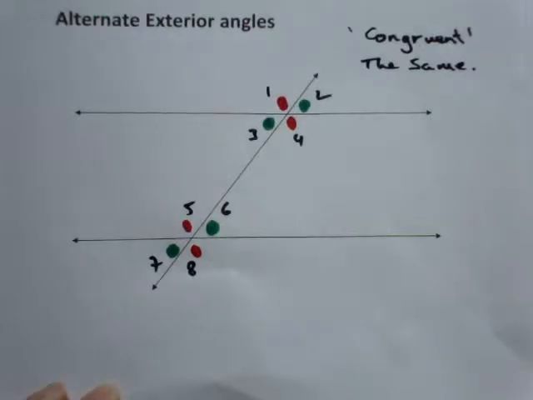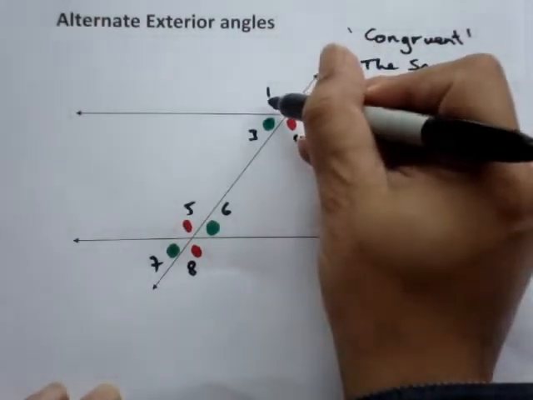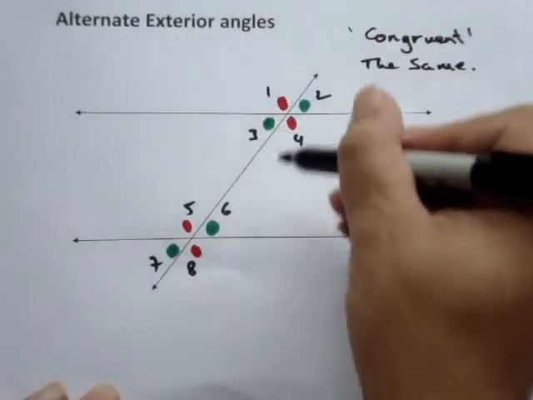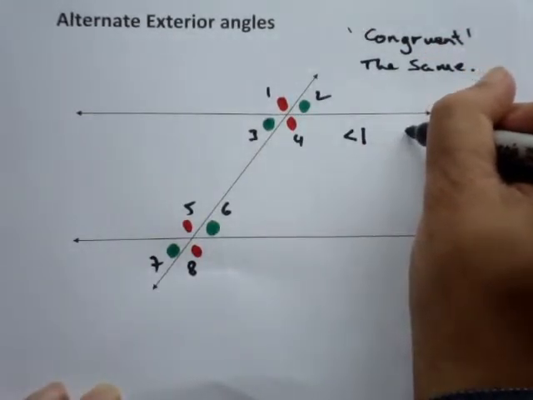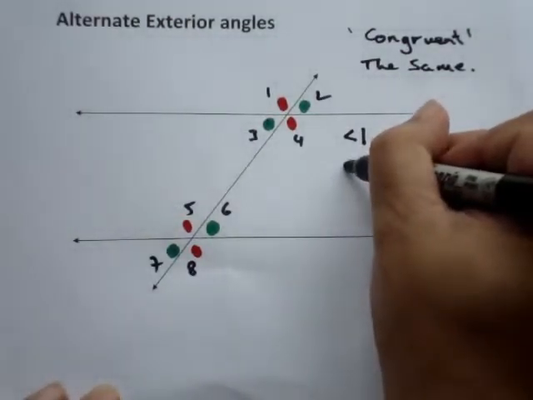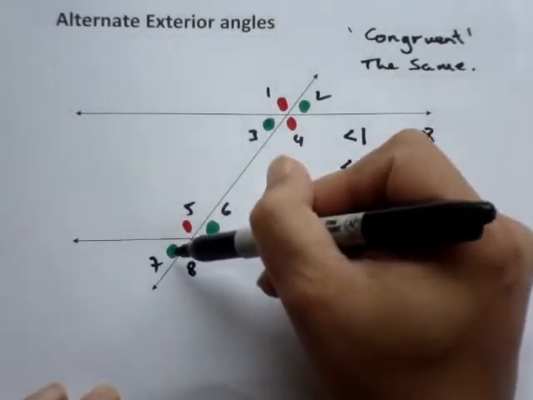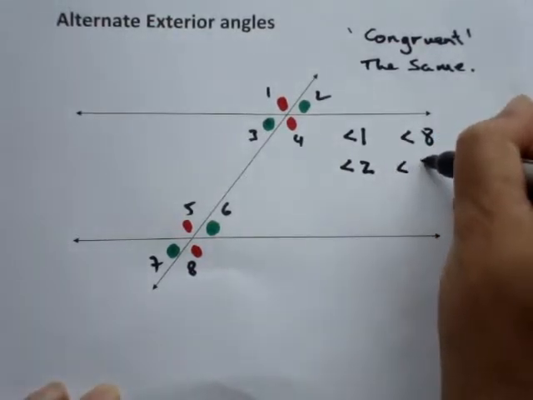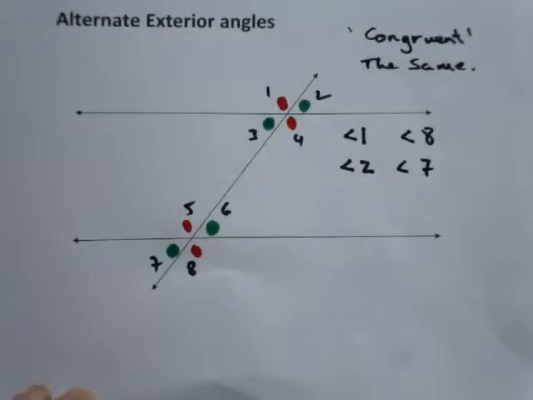So let's have a look at a couple of examples. So we have angle 1, which is in the exterior, and we want an alternate one, which is angle 8. So angle 1 and angle 8 are alternate exterior angles and they are congruent. Let's have a look at another one, angle 2, and then we want the alternate exterior, which is angle 7. So angle 2 and angle 7, alternate exterior angles, and they are the same.